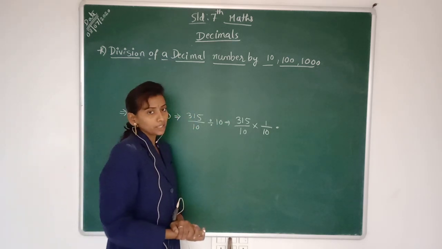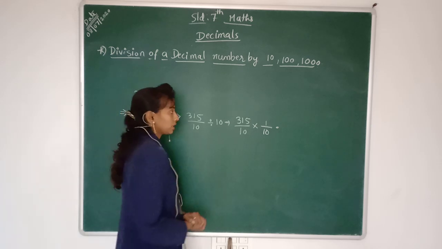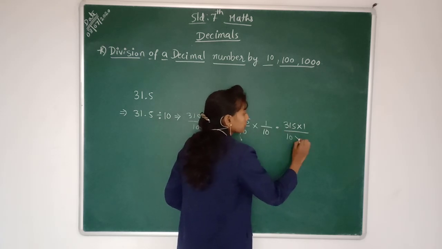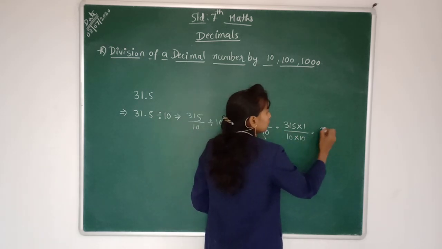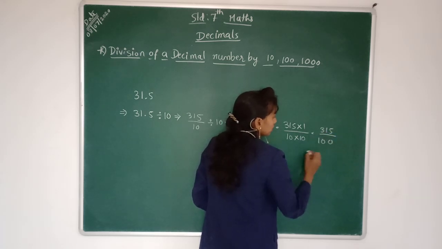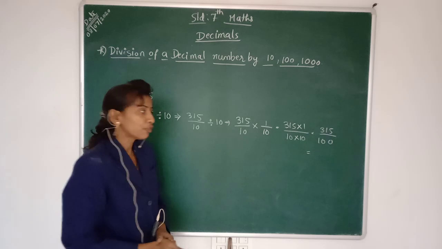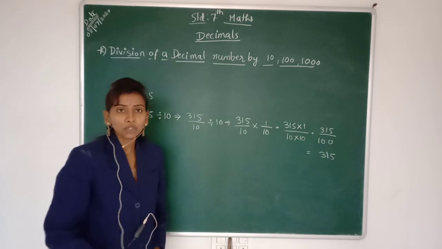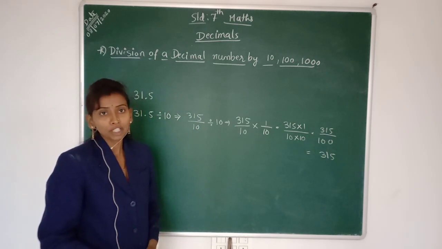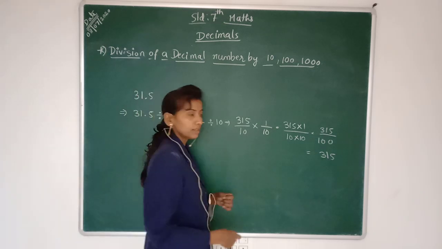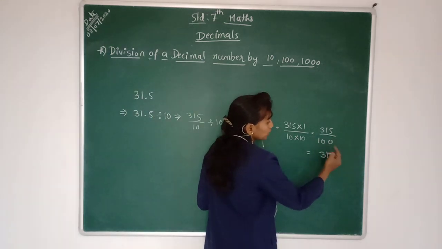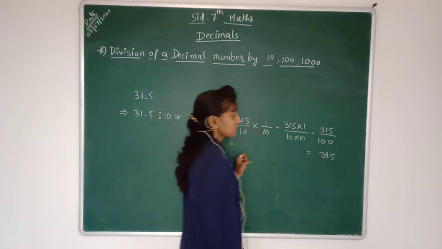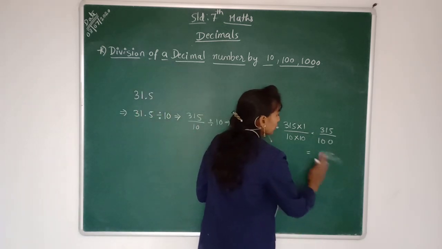Now multiply numerator and denominator. That is 315 into 1 divided by 10 into 10. We will get 315 divided by 100. This I am going to write in decimal form. Whatever number we have been given, you have to write it as it is. In the denominator we have 2 zeros, which means we leave 2 digits from right to left and put the decimal point, that is 3.15.